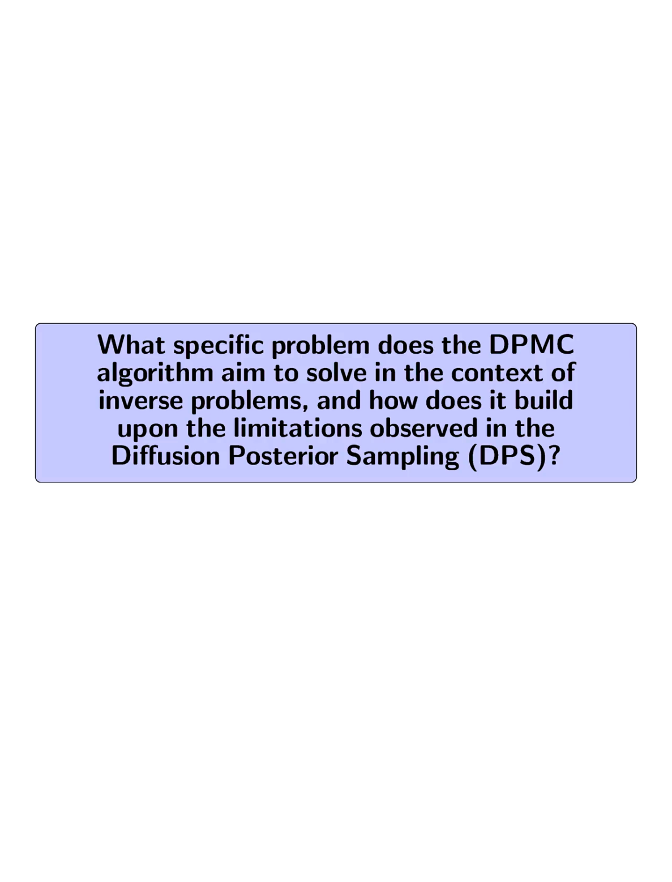What specific problem does the DPMC algorithm aim to solve in the context of inverse problems, and how does it build upon the limitations observed in the diffusion posterior sampling, DPS?